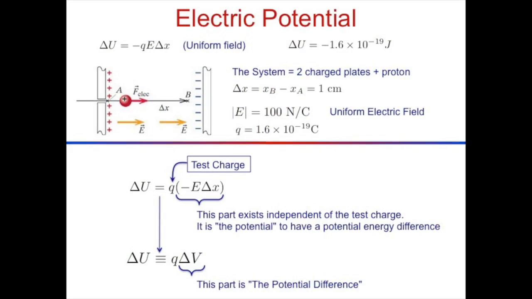And I want to say, well, what's left after the test charge? This part right here, minus E delta x, exists independent of the test charge. Whether I put a test charge in there or not, there's the potential to have a potential energy difference happen. So this part we're going to call the potential difference, which is sometimes called the voltage. Okay, the change in voltage between those two spots. So everything that's left over we'll define as the potential difference, delta V. Do you have any questions so far?